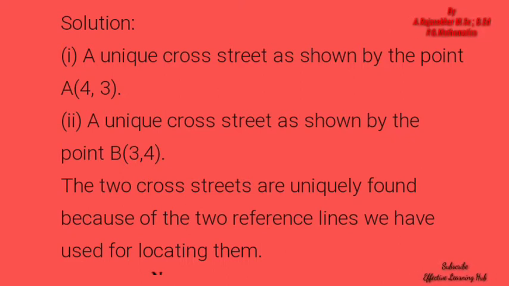A unique cross street is shown by the point A (4, 3). Second one, a unique cross street is shown by the point B (3, 4). So the two cross streets are uniquely found because of the two reference lines we have used for locating them.